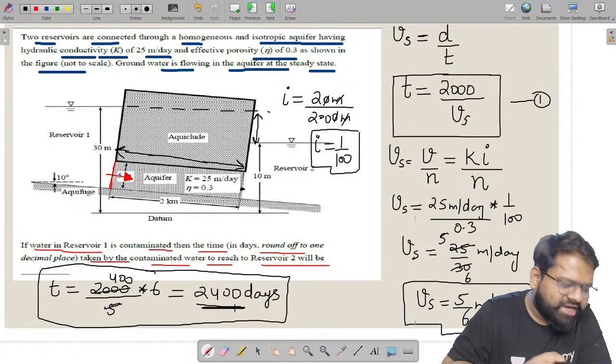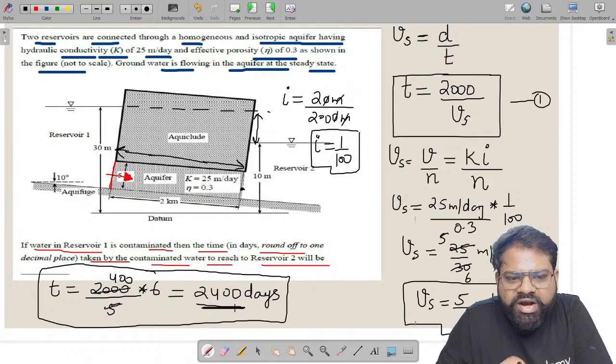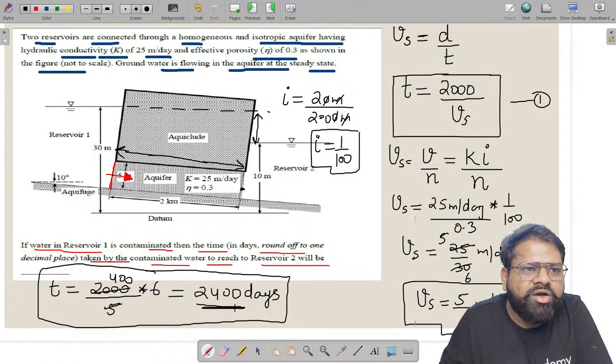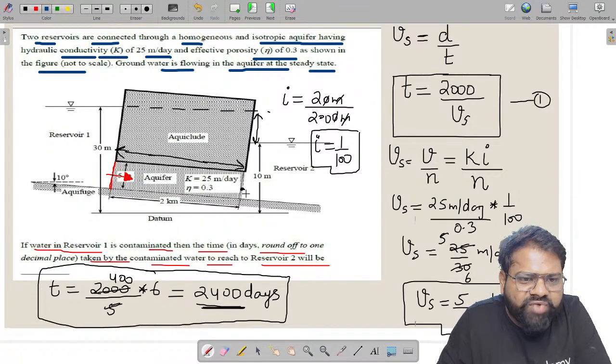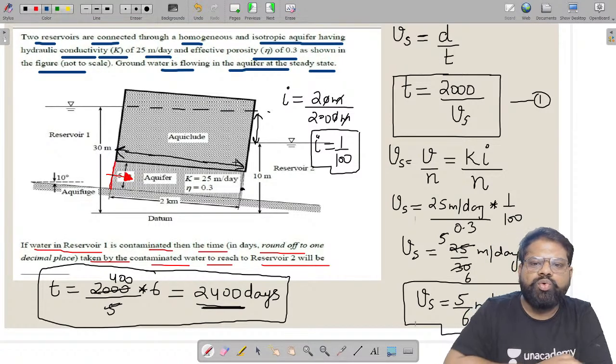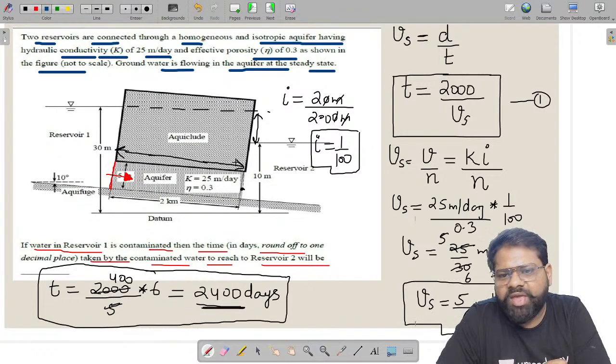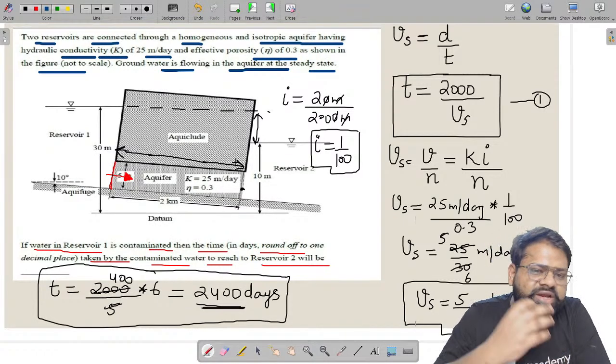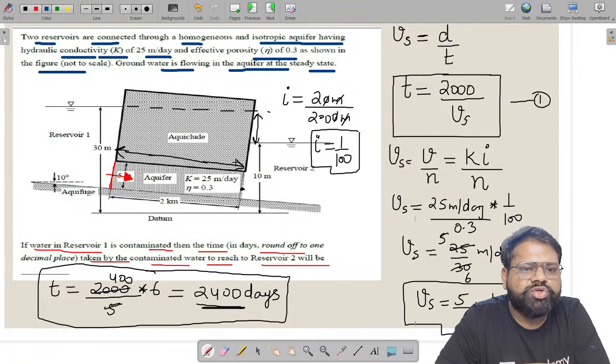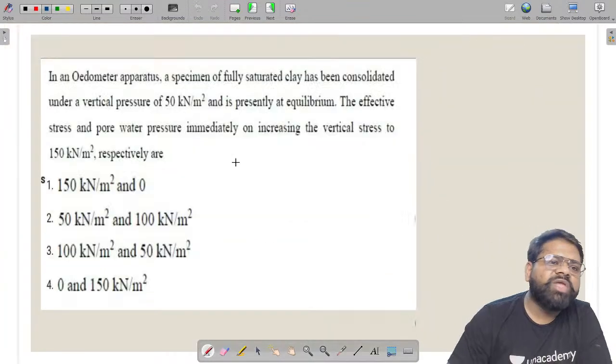I hope you understand the solution, that 2400 days will be required for a tracer, for a contaminant to reach from reservoir 1 to reservoir 2. It's a very easy question which came in the GATE examination. This type of question can also come in the mains examination also. So moving forward to the next question.